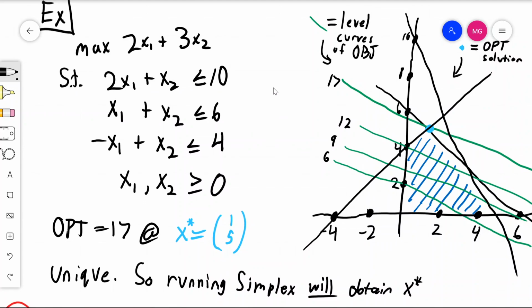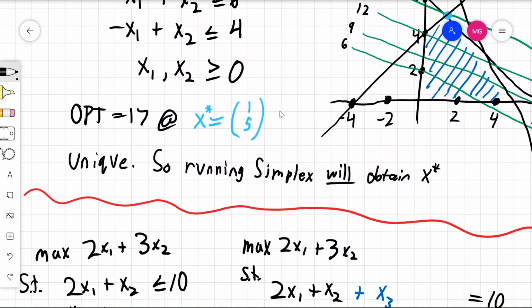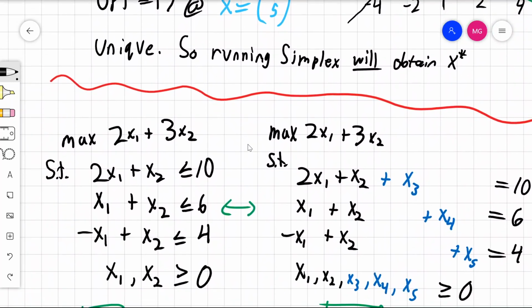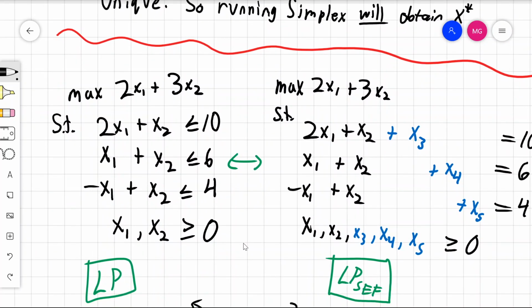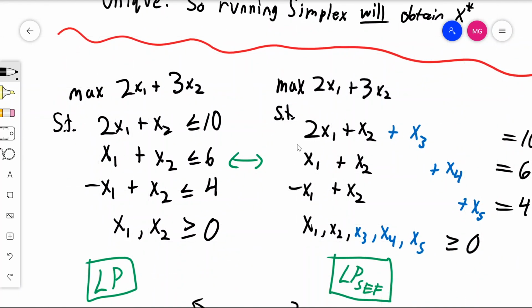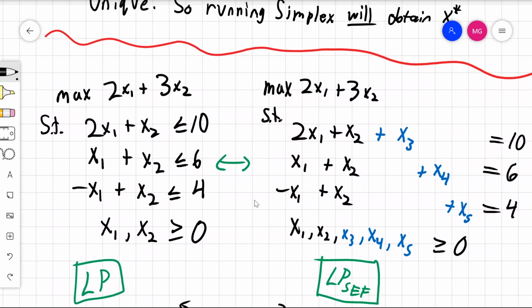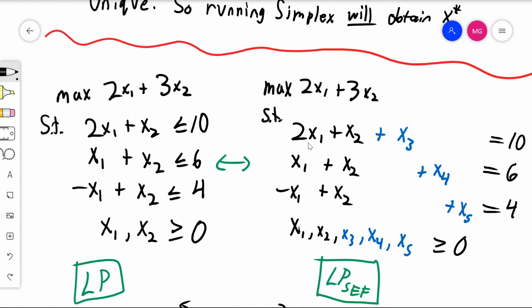Well, first, note that we're not in standard equality form, so we need to go to standard equality form in order to even run the simplex algorithm. So, I've just rewritten the linear program again, and we've just called it LP, and there's a correspondence between that, and then the standard equality form version of it. So how do you go to standard equality form when you have a bunch of less than or equal to constraints? You just add a slack variable.